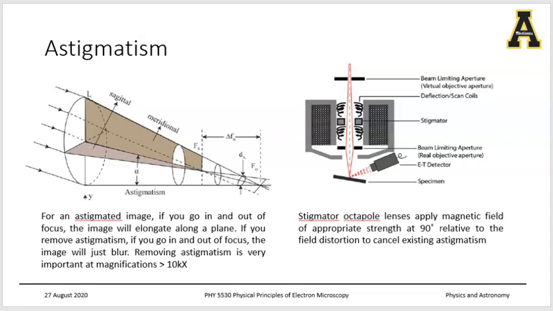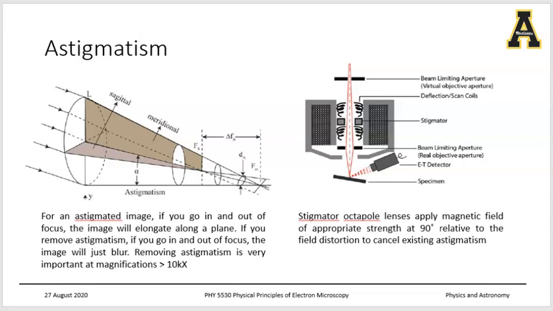So if you were to image an object, you ideally want the probe size, the probe of the beam that is falling on your sample or the specimen, to be a perfect circle. But if you have astigmatism in your column, what happens is that circular beam profile is not there anymore if you go in and out of focus, right?